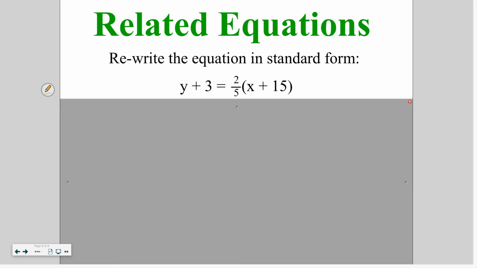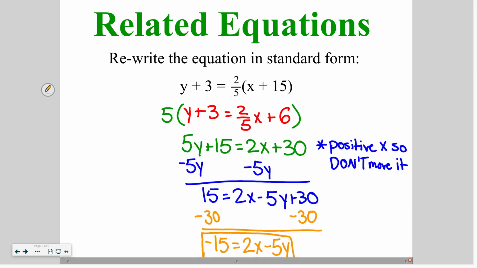Go ahead and try this one on your own. So we distributed and got y plus 3 is equal to 2/5 x plus 6. Then we went ahead and multiplied by the denominator. Notice when we multiplied this time, 2/5 times 15 gave us a whole number because it was 30 over 5. So we don't just keep the numerator now, we're going to multiply by that 30 value.